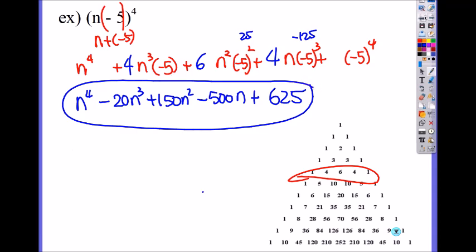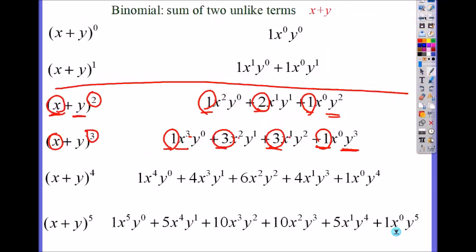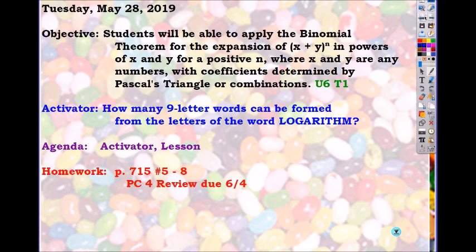So your homework tonight is to work on page 715, number 5 through 8. And please continue to work on the review. It's due on the 4th.